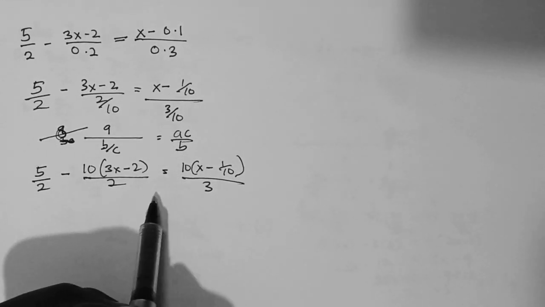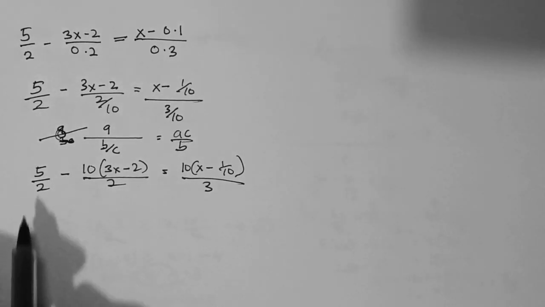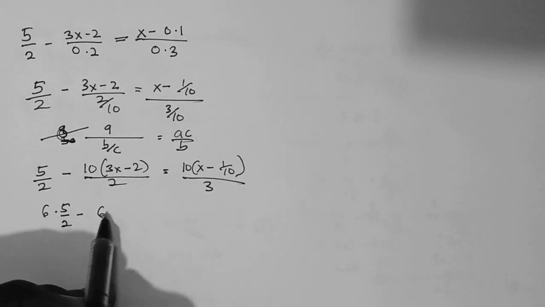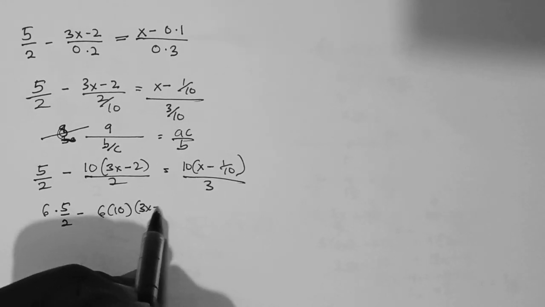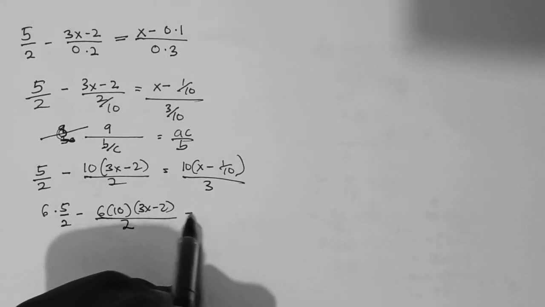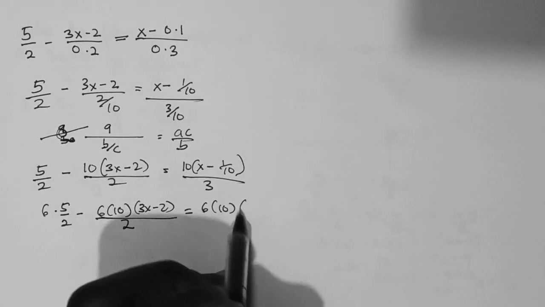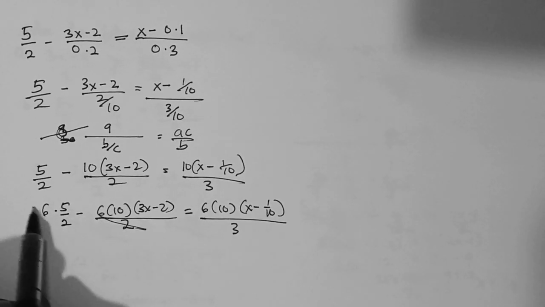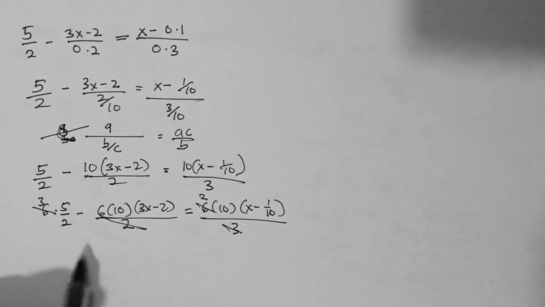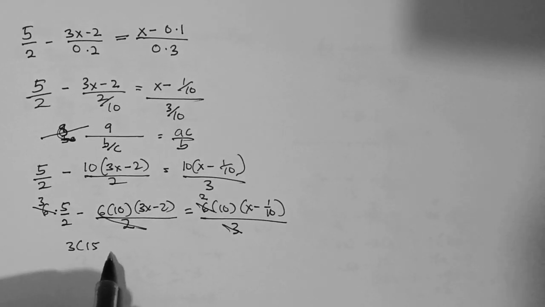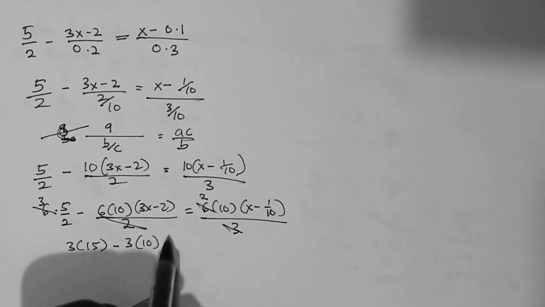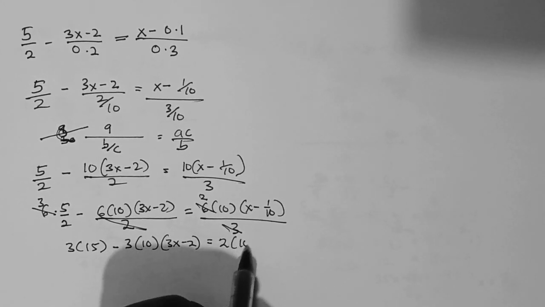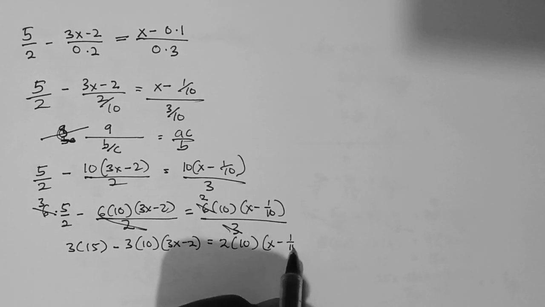So what we can do is to also multiply through by the LCM of 2 and 3. So here, the LCM of 2 and 3 is 6. So 6 times 5 divided by 2 minus 6 times 10 times 3x minus 2 divided by 2 is equal to 6 times 10 times x minus 1 over 10 divided by 3. So this one and this one will cancel 3 times, then this and this will cancel 2. So it becomes 3 times 5, then minus 3 times 10 times 3x minus 2 equals 2 times 10, then times x minus 1 over 10.